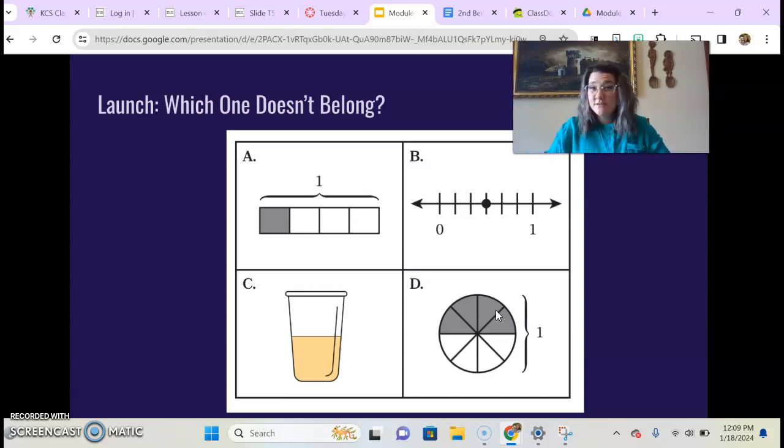Someone could have chosen C because we've really not looked at a model like that before. We've not looked at fractions with liquids. And someone could have chosen D. We've not really seen circle fractions just yet, right? Or fractions modeled with a circle.